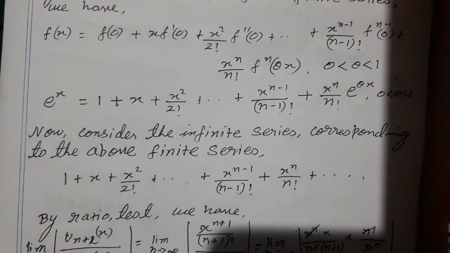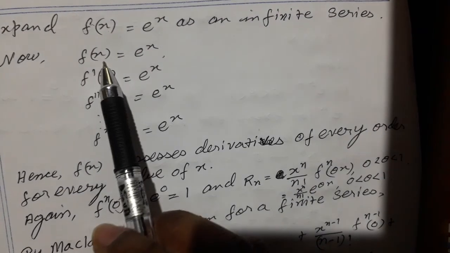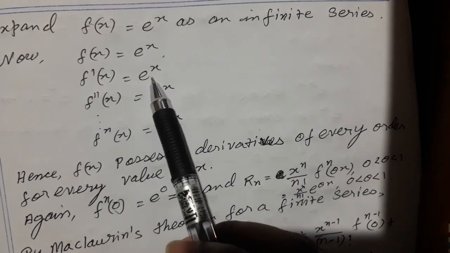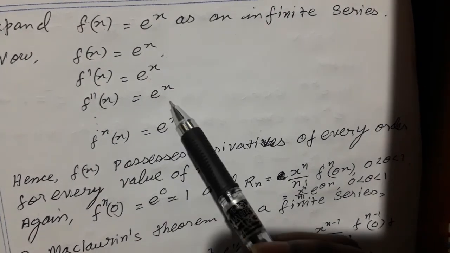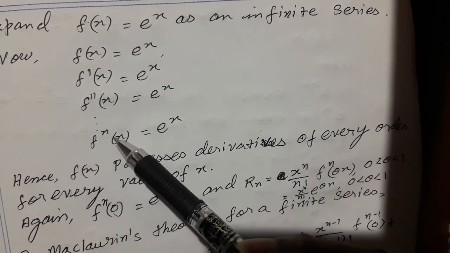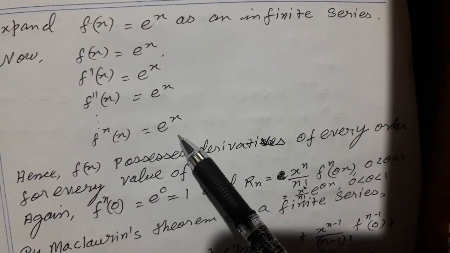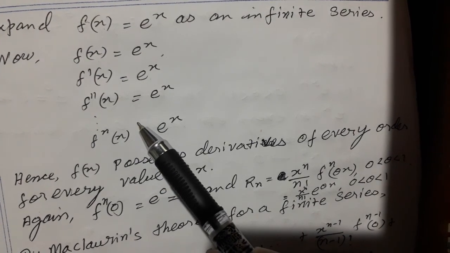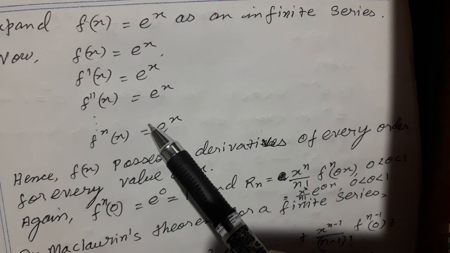So in this video, I'm going to explain how to expand e^x as an infinite series. First of all, we take f(x) as e^x. So we try to differentiate this. If you differentiate this one, we get e^x. Again, if we differentiate, we get e^x. If we go on doing this till the nth derivative, we get nothing but e^x. So this shows that f(x) possesses derivatives of every order for every value of x.